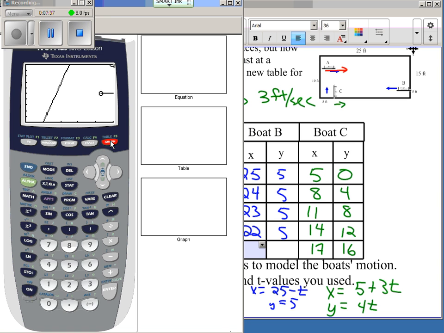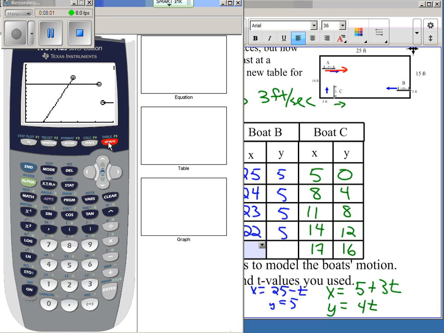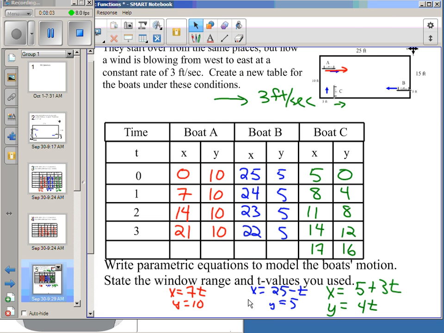That's the problem. So my pool, I'm going to stop this, is not quite high enough. My y max should actually be 15. And now we'll see what's going on. So there's our motion, which is pretty cool. All right, now I want to think about the motion of boat C a little bit more. So let's explore that in a little more detail.